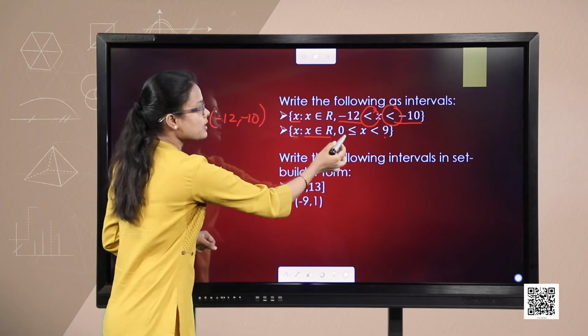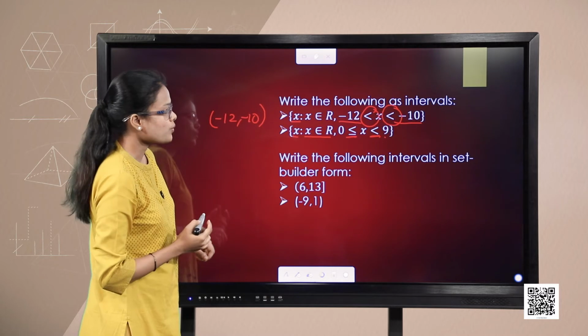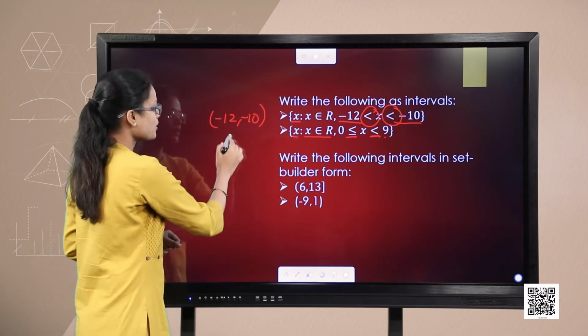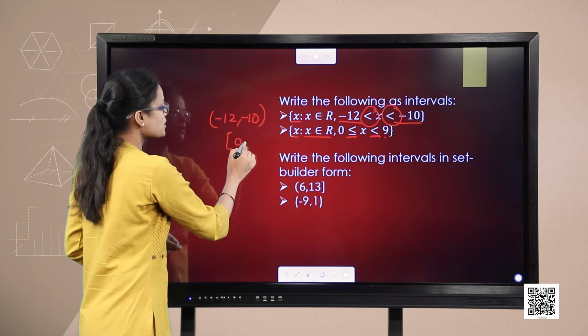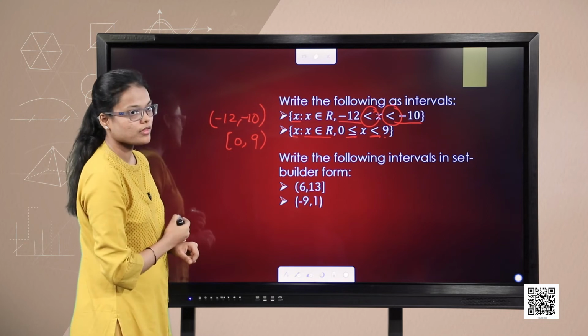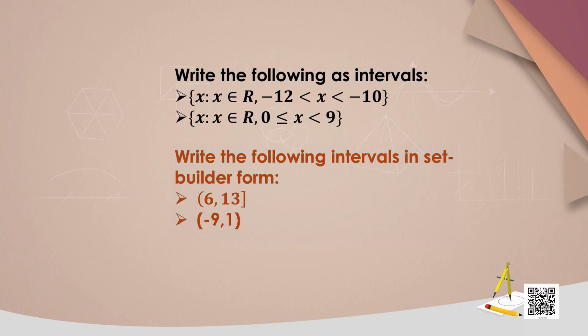Again see the inequalities. Here it is less than or equal to, and here it is strict inequality, that is, strictly less than 9. So it is a semi-open and semi-closed interval where 0 is included in the interval, but 9 is not included. Now in the next question, write the following intervals in the set builder form.